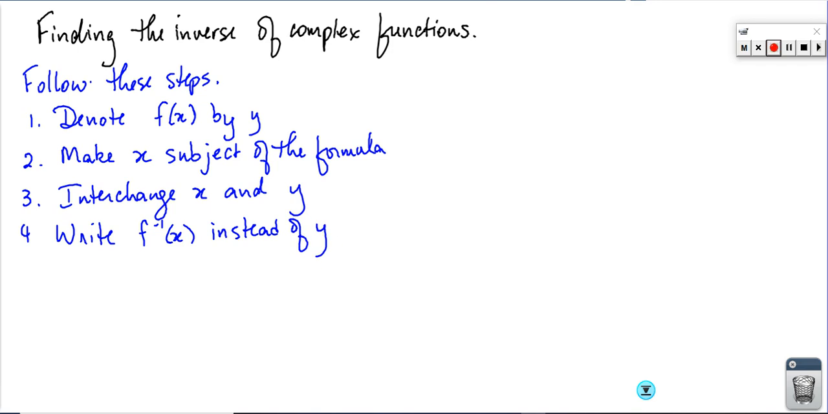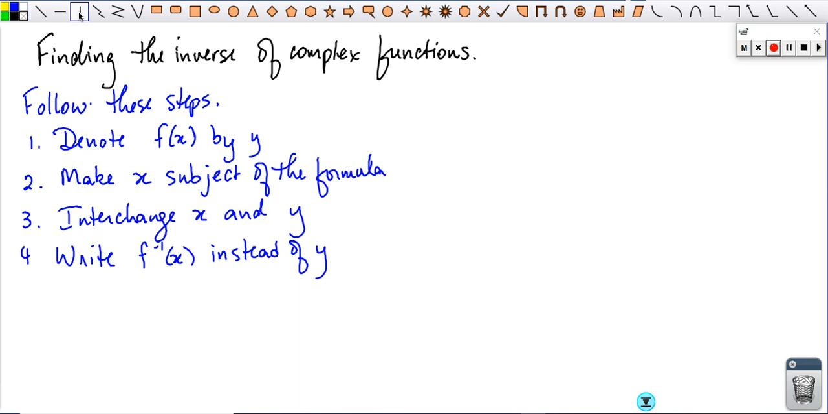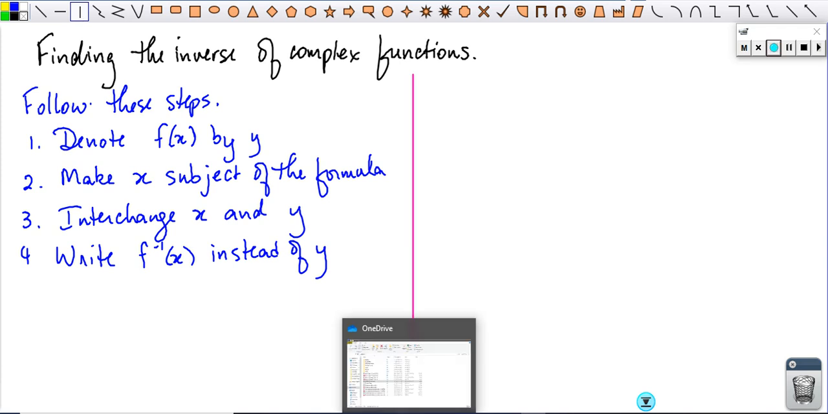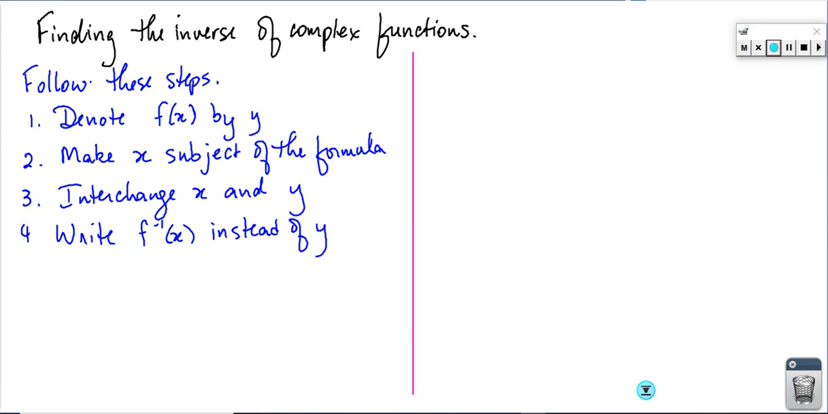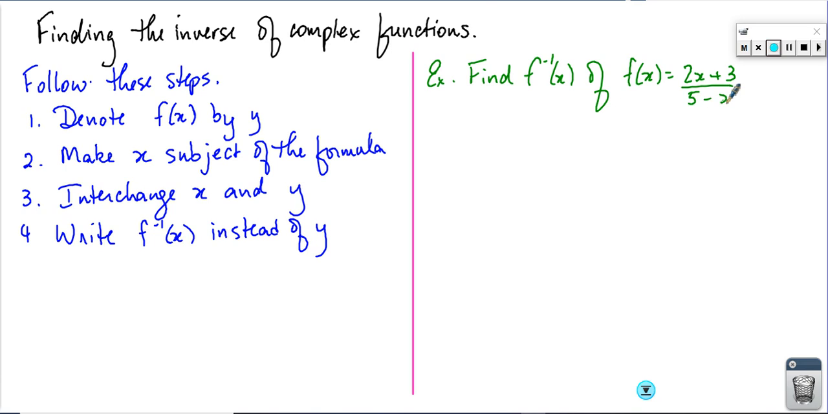I'm going to work out one problem on this page to show you exactly what is happening. So we have an example. Find the inverse function of f(x) equals (2x plus 3) on (5 minus x). As we can see, that function is much more difficult than the ones before because we have x in the numerator and x in the denominator. So we can't easily explain what's happening there. So we're going to use these 4 steps.